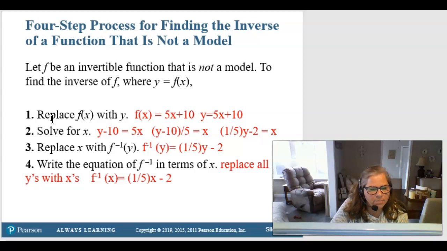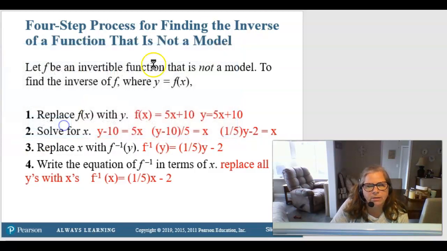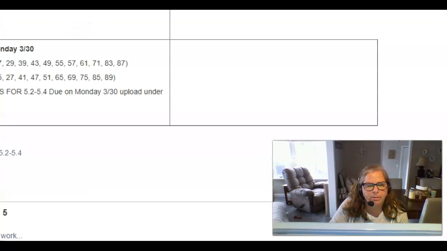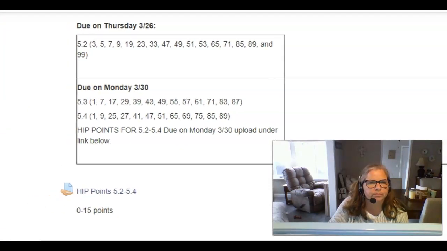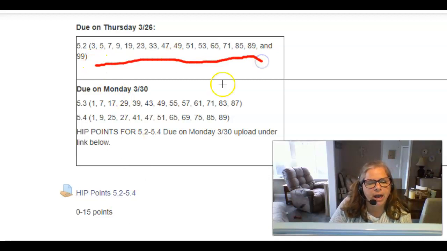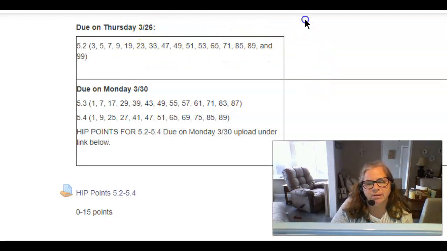In the meantime, let's see if we can go out and look at Course Connect. When we look at Course Connect for this week, you can see that, as usual, your homework problems are here, and they need to be completed by the date above. So you need to have all of these completed by March 26th.